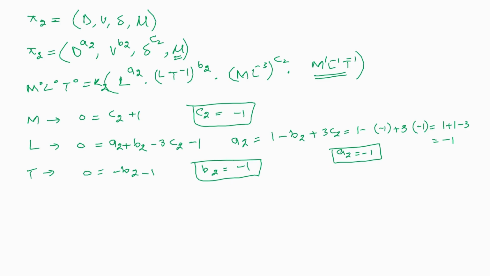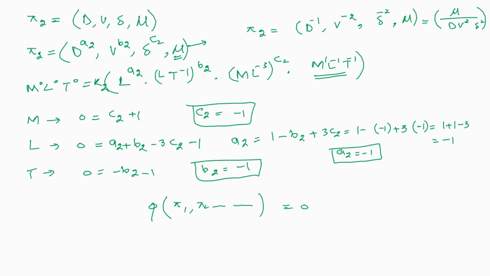So here we got the values of exponents a2, b2 and c2. We'll put their values here. Pi 2 is equal to d raised to power a2, which is minus 1, V raised to power minus 1, and rho raised to power minus 1, and mu will remain same. So basically here we can say that the relation becomes mu divided by d v rho. So we have two pi groups and the function operates on pi 1 and pi 2 and so on and gives an answer of 0.